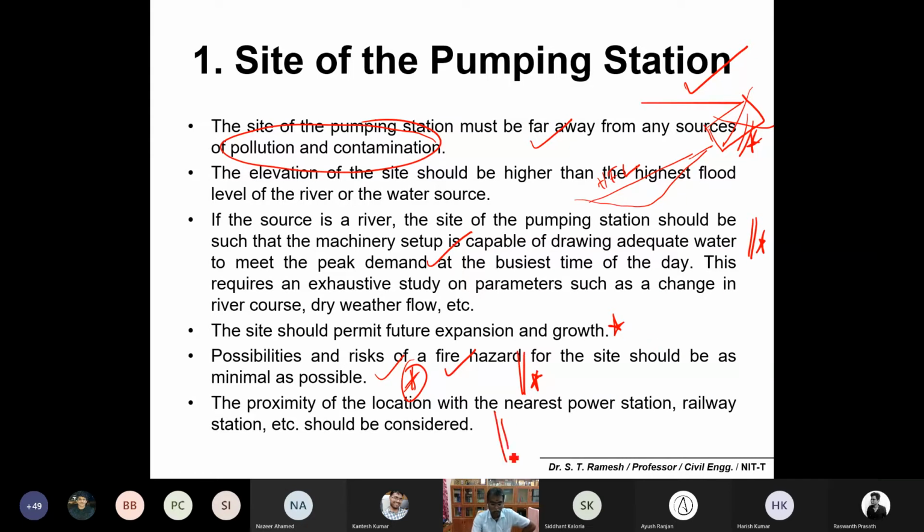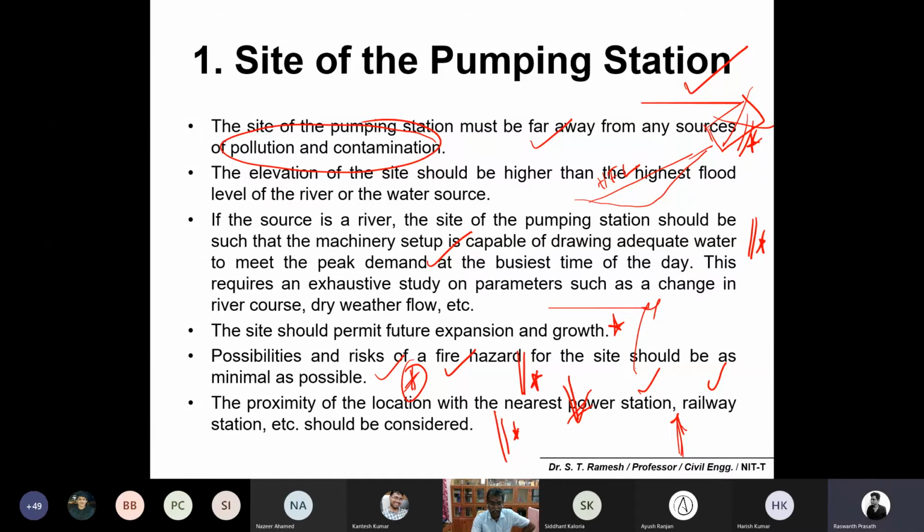Yes, and it should also be accessible, with a nearby power station and railway station, so the location is very easy to reach from these areas. Imagine I have a pumping station and some nearby city has a problem with water supply shortage. If there is a railway track, then from Trichy I can give water to nearby cities like Chennai, or other places, by rail networks, by wagons or something. That is important. So these are some of the points you have to remember while selecting the site for the pumping station. Is it okay?